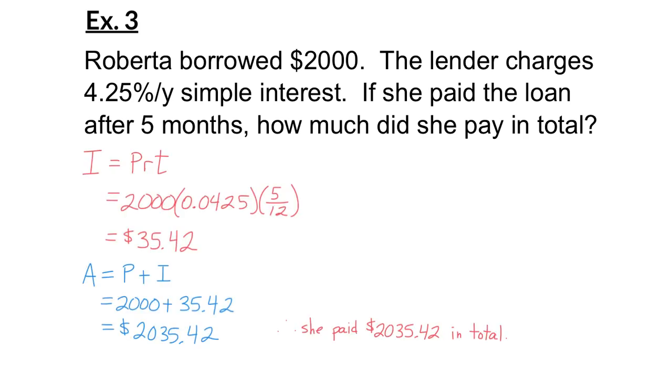First, I calculate the amount of interest she's being charged. The principal is $2,000, 4.25%. For 5 months, that's 5/12 of a year. Multiply and divide by 12, $35.42 in interest. But that's not the total. How much does she have to pay in total? Well, the $2,000 plus the $35.42 in interest. That's a total of $2,035.42 that she has to pay in total.